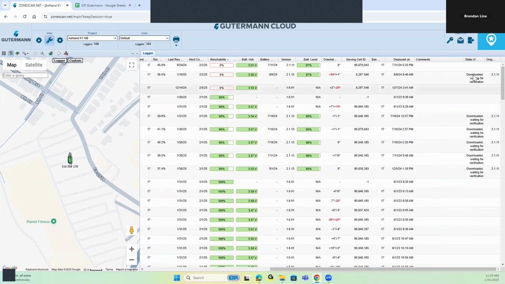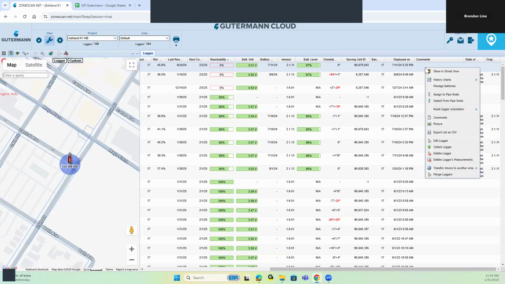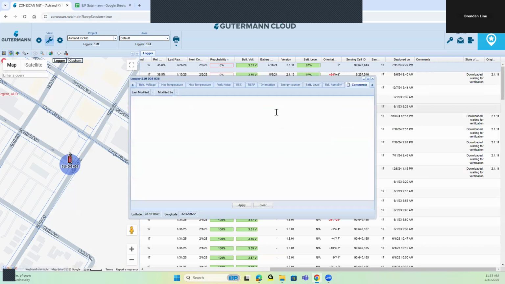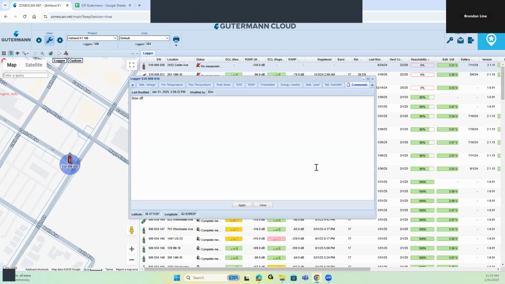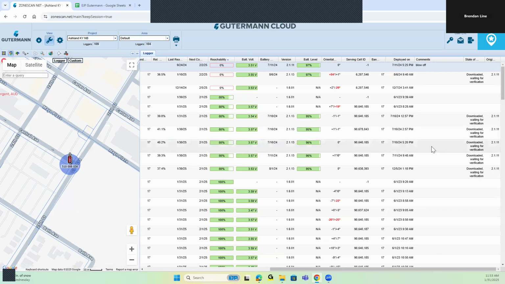And then you can also put comments in as well. For example, if there's something specific you would like to note on this particular logger, maybe it's sitting on a blow off, or maybe it's on a meter pit or something that you would want to document, you could always go to comments and put in, you know, blow off. And basically what you're doing with this is you're managing your locations as far as the situations of each logger in the field.